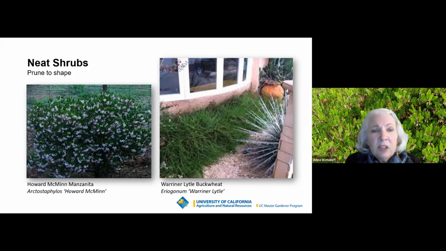I have seen these sheared with the electric head shears. I've seen them pruned up into beautiful little trees. You can do just about anything with it as long as you're really careful about the timing of your pruning. The Warner-Lytle buckwheat is a great pollinator plant. It does produce some nice little flowers, and you can prune this into any shape that you want. Nice one for the front yard to keep that real neat shape.